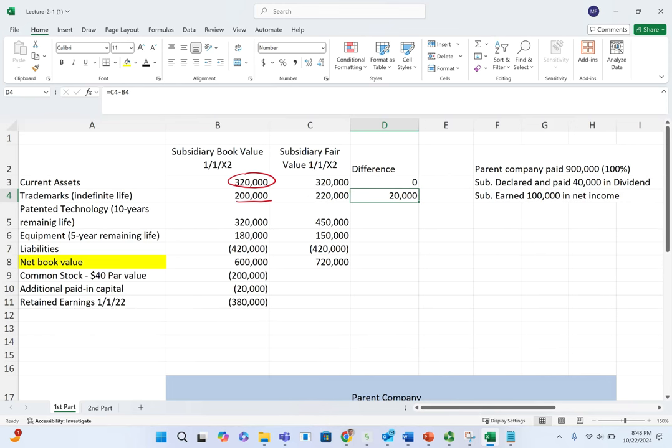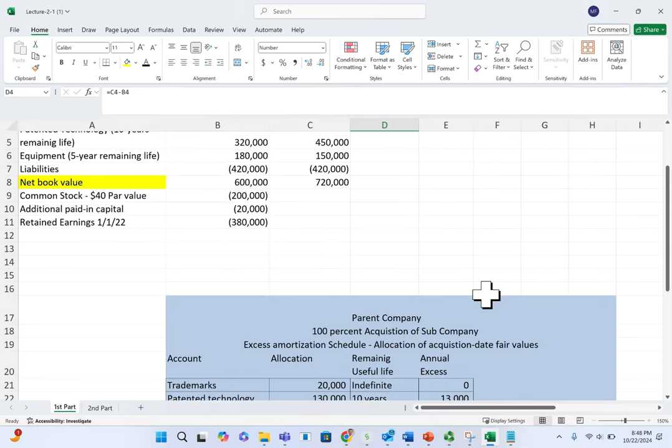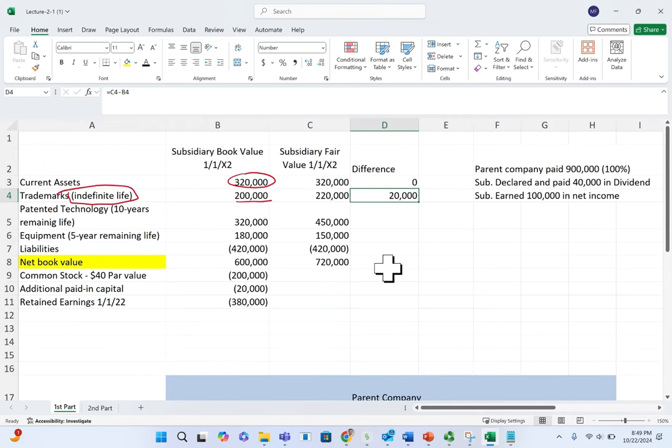Now, if this asset is subject to any amortization or depreciation, we also have to account for this. But for this trademark, it has an indefinite life. Therefore, there's no depreciation or amortization related to this intangible asset. The parent company would create a table and say, okay, we have to add $20,000 of trademark assets. And the annual excess amortization, we're not going to amortize it because it's an indefinite asset. The amortization is zero.